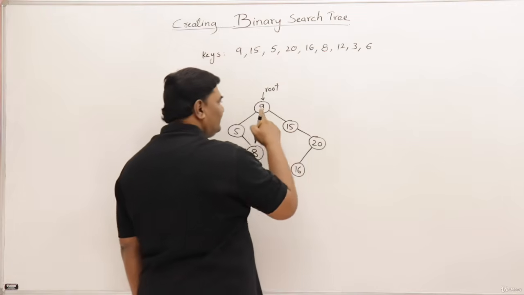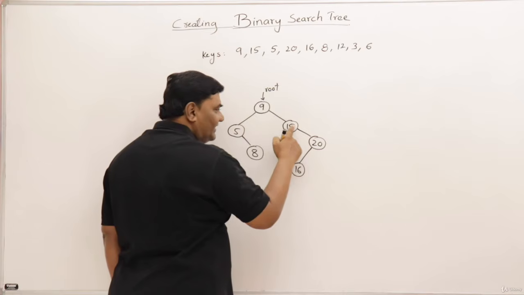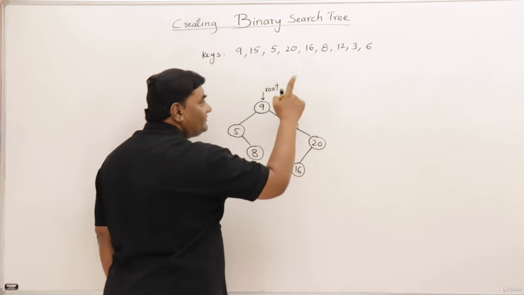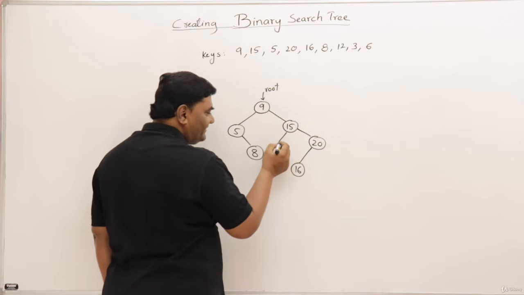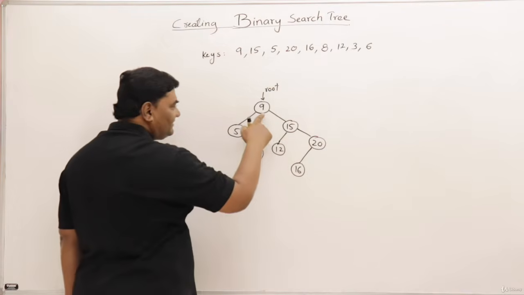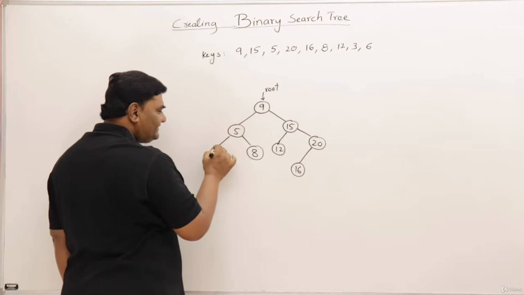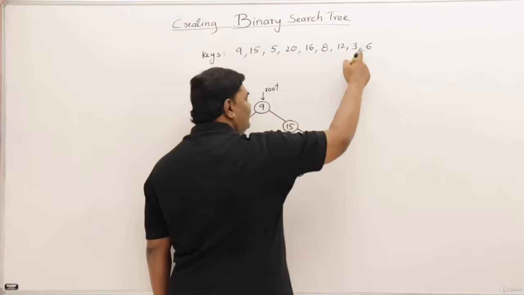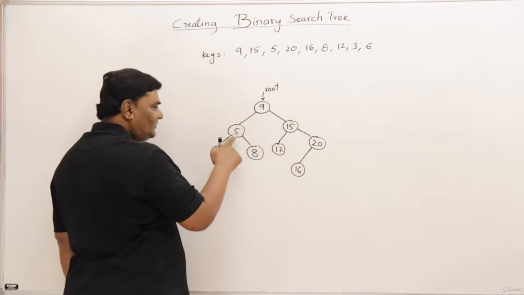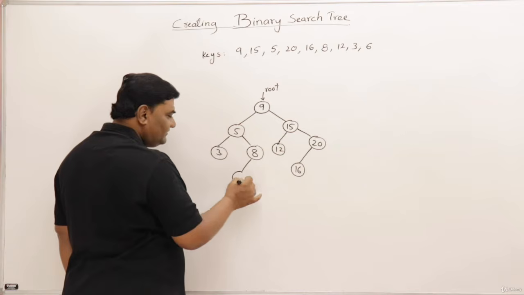The next is 12, start from root. 12 is greater than 9. Go to right side. 15, so 12 is less than 15, so insert it as a left child. Then 3, start from root. 3 is less than 9, go to left. It's less than 5, go to left and insert it here. Then 6 is less than 9, go to left. It's greater than 5, go to right. Less than 8, insert it on left.